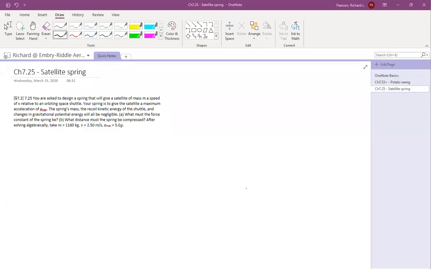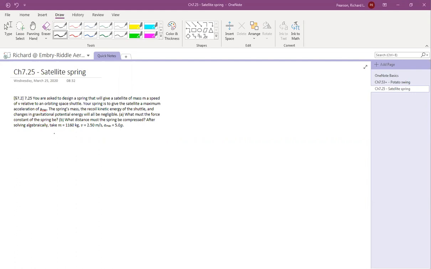All right, everyone. I'm going to go through a chapter 7 problem with a spring. This is from our learning problems, number 25. So here we go. Here we are putting ourselves in the position of an engineer.